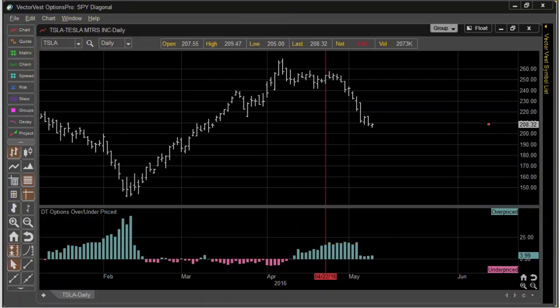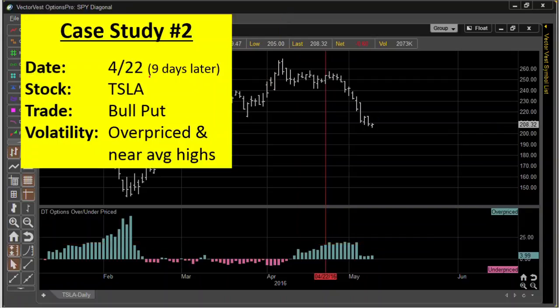Case study number 2, I'm going to look to take this trade about 9 days later on April 22nd. Again, the stock is up that day. We really don't have a resistance level up here about $265 a share. The stock had a lot of room to go. But now look at where options were overpriced, okay? Still had quite a bit of room, all right? And they're more near the average highs.